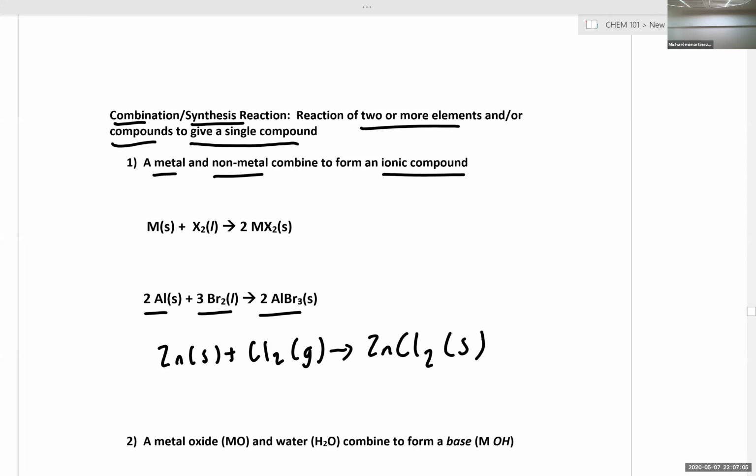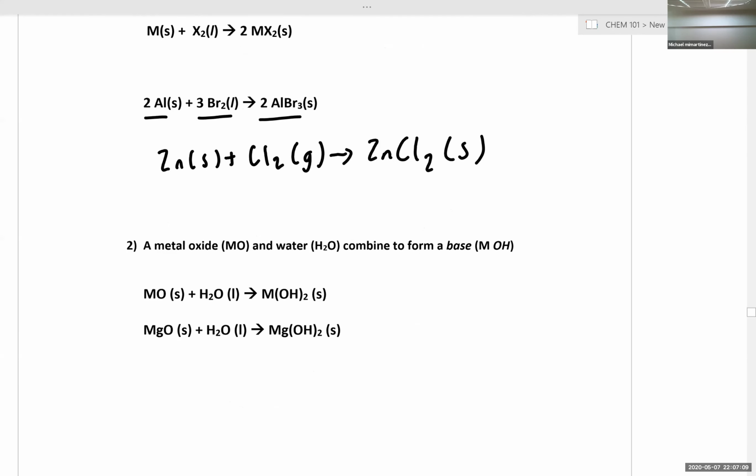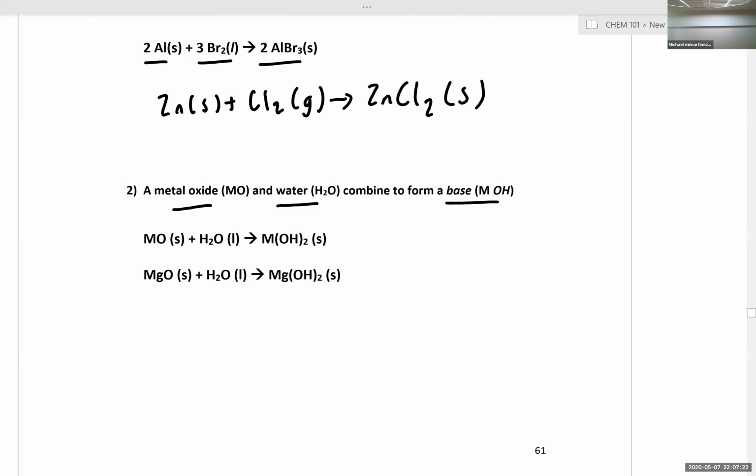Okay, let's look at another combination reaction. So a metal oxide and water will combine to form a metal hydroxide base. This is why metal oxides are sometimes viewed as basic salts. So for example, magnesium oxide and water react to yield magnesium hydroxide.